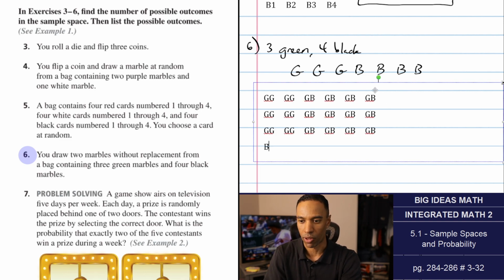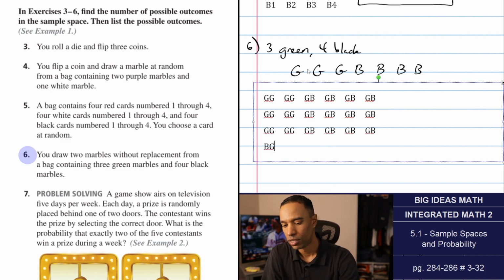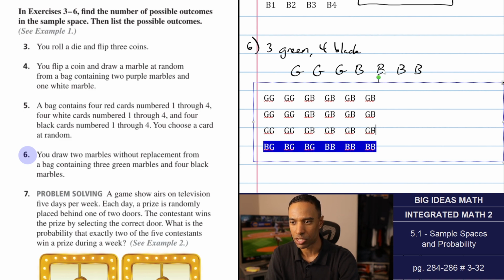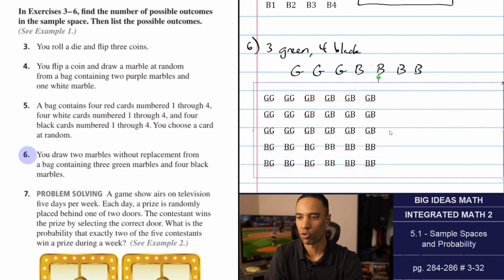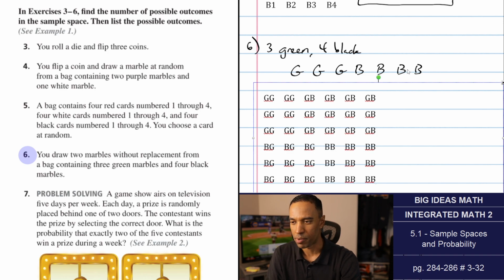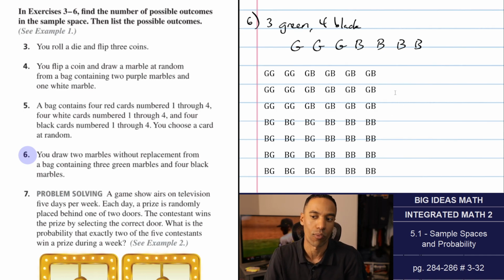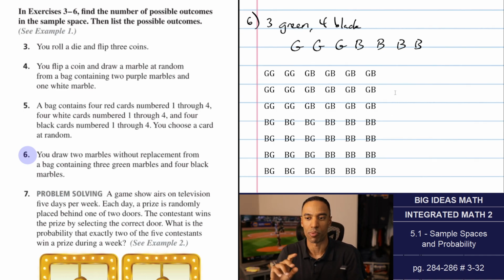Now I could choose this black, and with that black I could also choose this green, or this green, or this green, or either of those other three blacks. And this is going to repeat itself for each of the other blacks. So this is the sample space. I don't know if this is the best order to write them or anything like that, but this is based on the arrangement of what we have.